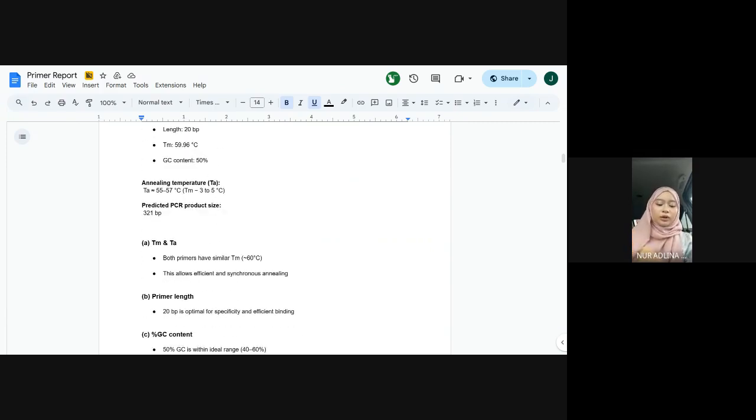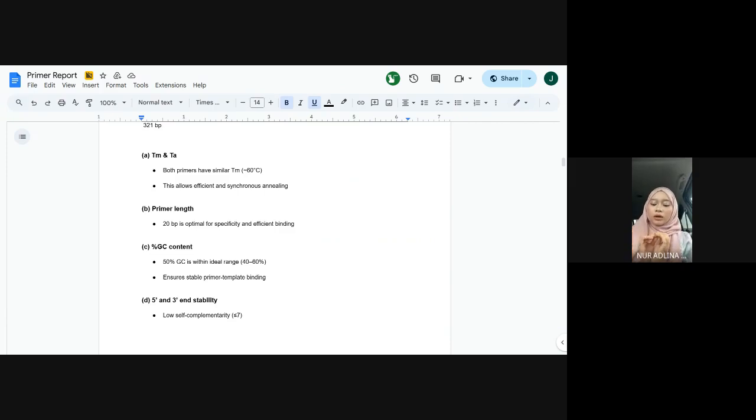Next, to ensure the PCR is successful and specific, we analyze the primers based on four key criteria. First is melting temperature and annealing temperature. For this primer pair, both have a similar melting temperature of approximately 60 degrees Celsius, which allows efficient and synchronous annealing. The second one is primer length. Both have 20 base pairs, which is optimal for specificity and efficient binding.